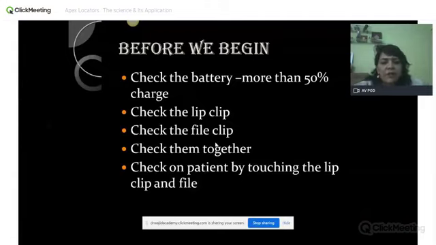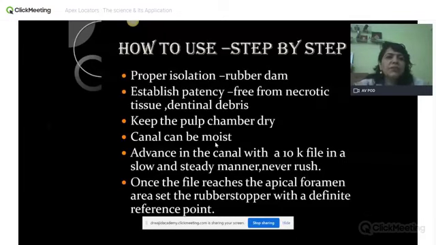How to use the Apex Locator step by step. The first and foremost requirement in using an Apex Locator would be a proper isolation with rubber dam. Establish patency of the root canal, because very often even the best of electronic Apex locators, which function on the frequency base, that is the ratio method, also end up with errors because of dentinal debris and necrotic tissue. So establish your patency and glide path properly.